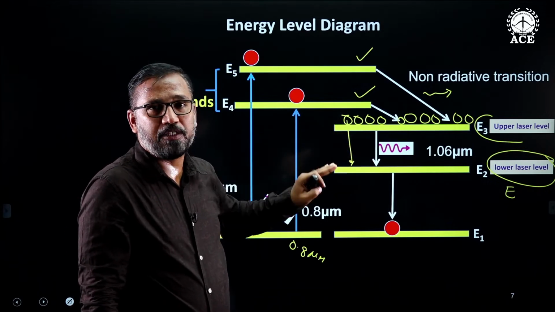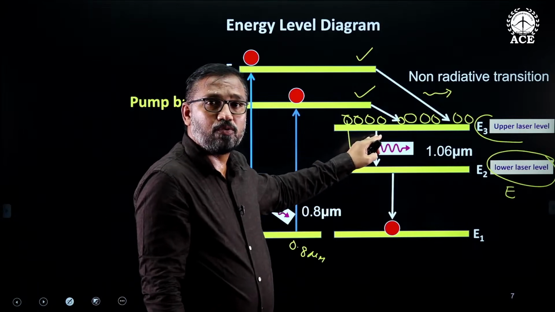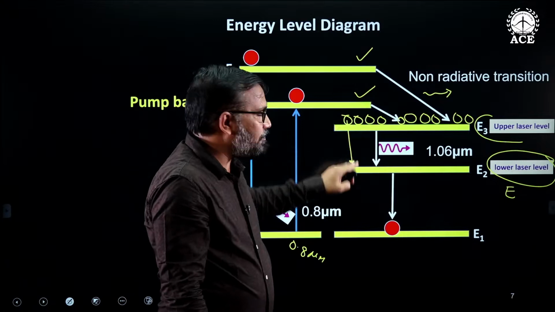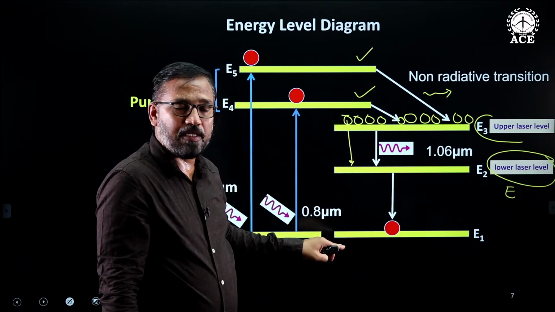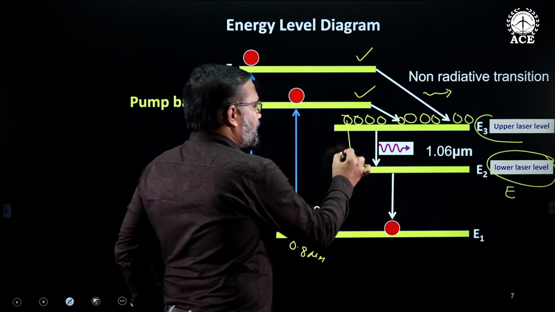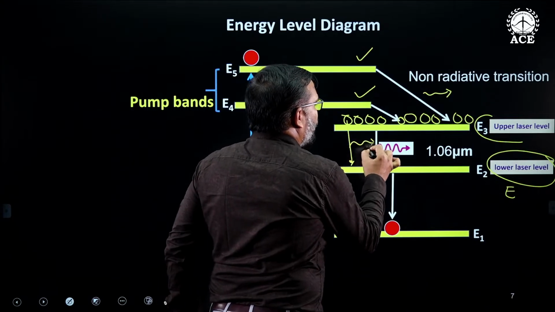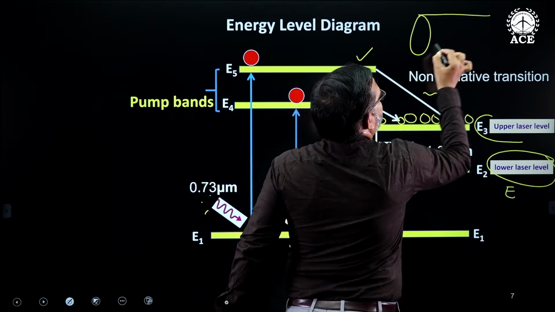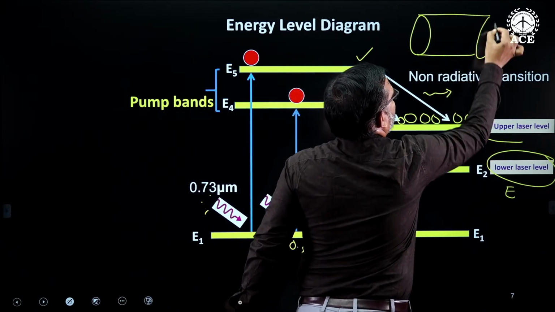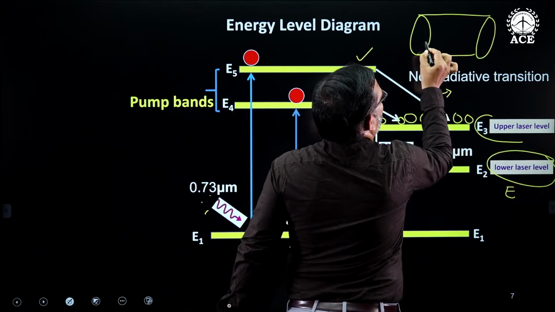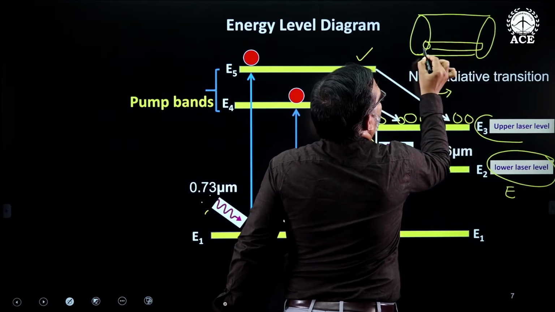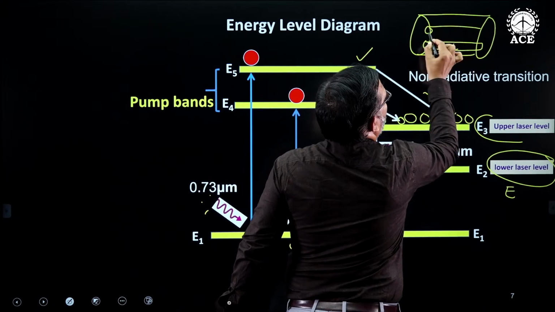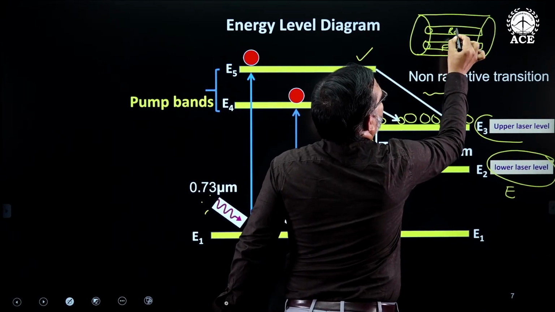Once we achieve the population inversion, these atoms are not going to stay here for more time. So some of the atoms come down spontaneously. When these atoms come down spontaneously, for example, this is a spontaneously emitted photon. See here, we have an elliptical shaped body. Here we have the flash lamp, and here we have the rod.